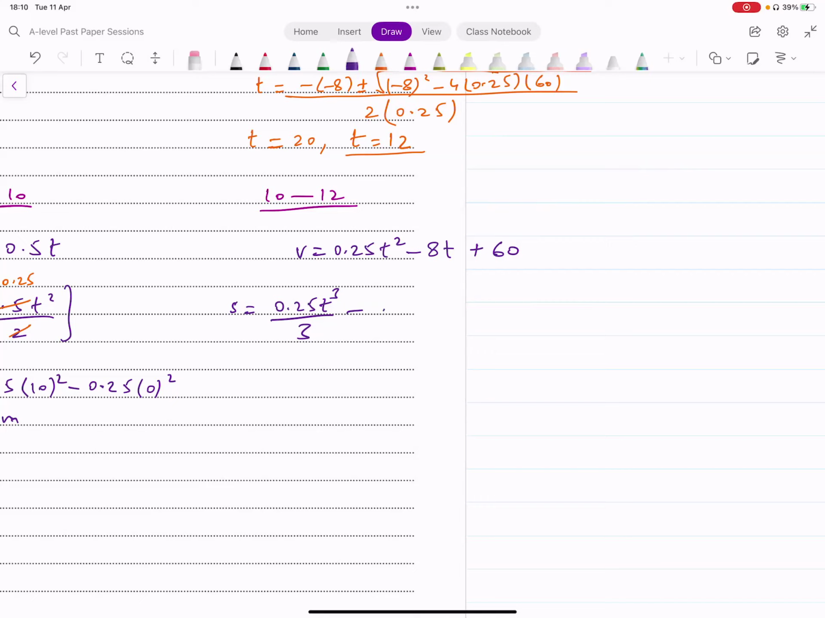0.25 t cube over 3 minus 8t squared over 2 plus 60t. ये आपके पास डिस्प्लेसमेंट आ गया. इसमें प्लस सी करने की जरूरत नहीं है बिकॉज आपको वैल्यू चाहिए फ्रॉम 10 to 12, इसमें आप लिमिट्स इनपुट कर दें 10 to 12 and see what that gives you. ये वर्किंग आपको दिखानी पड़ेगी. इसमें आप 12 इनपुट कर दें एक दफा, 0.25 into 12 cube divided by 3 minus 4 into 12 squared plus 60 into 12.